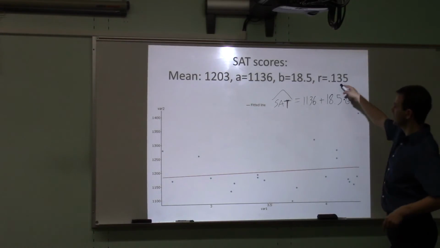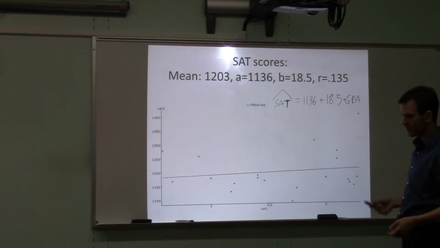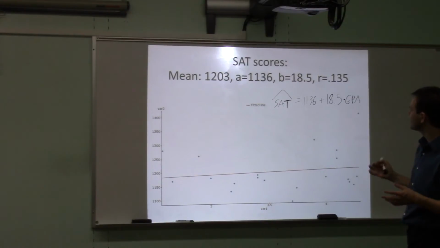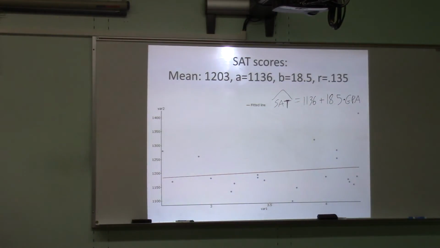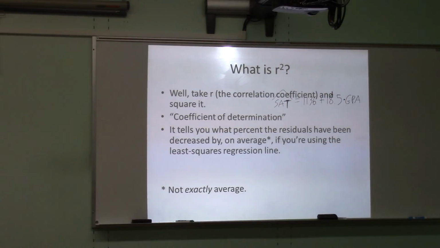Now you'll notice I put the value of R up here. It's a very weak correlation. And now I'm just about to explain R squared and what it means. So I'm going to move forward a screen and then back a screen. Alright.